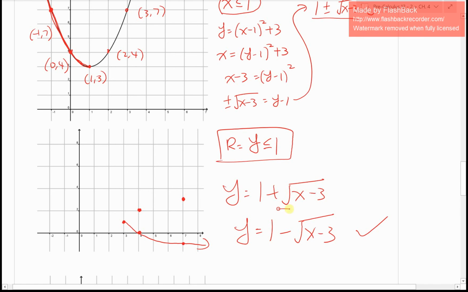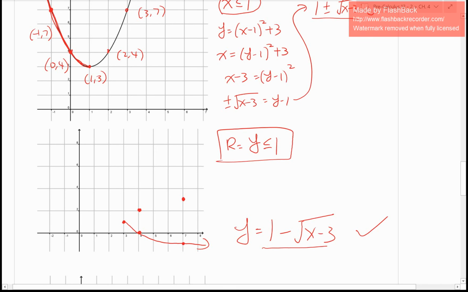Because when we take the square root of some number, this number is always greater than or equal to 0. And if you have some positive or 0 number added to 1, it's going to be even more than 1. But we just said that y has to be less than or equal to 1. So we have to subtract, because 1 minus something has to be less than 1, unless it's 0, which is okay, because we say that y can be 1. Okay, so our equation in this case is that one right there.